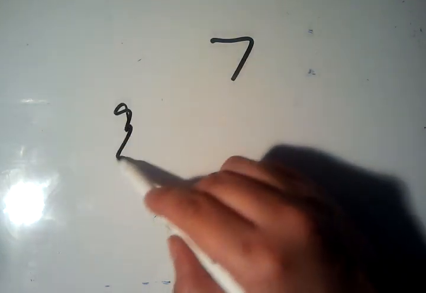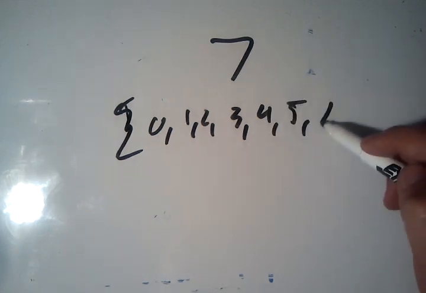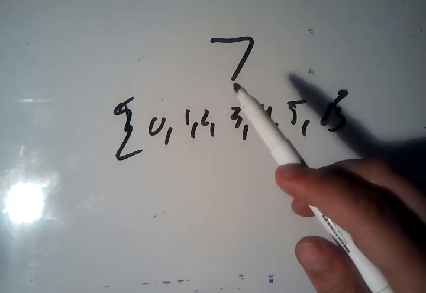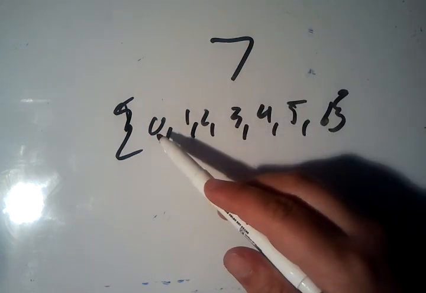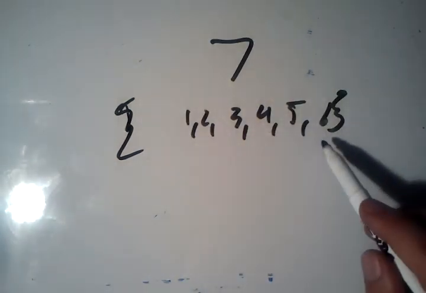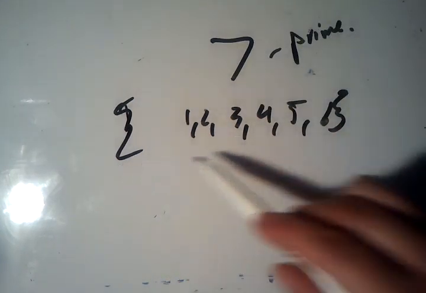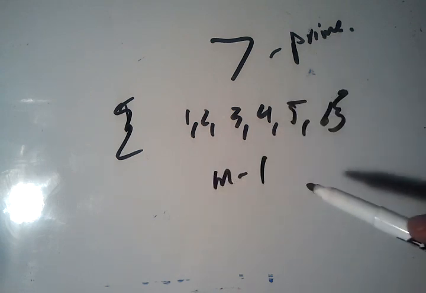So let's choose a sufficiently big number, such as the number 7. For the number 7, the basic residue system would be 0, 1, 2, 3, 4, 5, 6. So which of these are coprime to the number 7? Coprime means that the only common factor they share is 1. So 0 does not meet that condition, but every one of these other ones does. And 7 is prime, and for every prime, the reduced residue system will have m minus 1 elements.